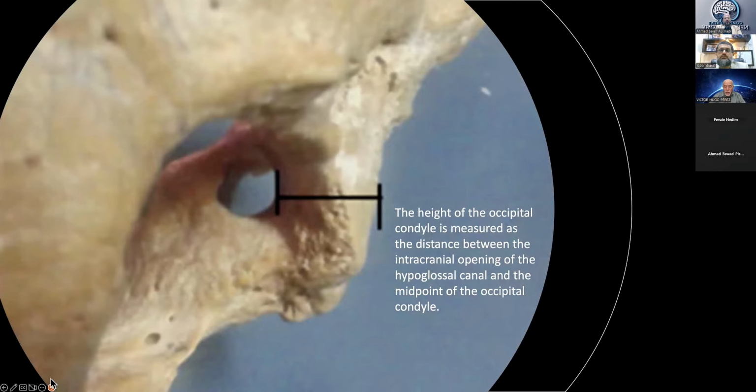And here we have a very important foramen in the neighborhood of the occipital condyles. This is the hypoglossal canal. The height of the occipital condyle is measured as the distance between the intracranial opening of the hypoglossal canal and the midpoint of the occipital condyle. Here is the occipital condyle and the hypoglossal canal.